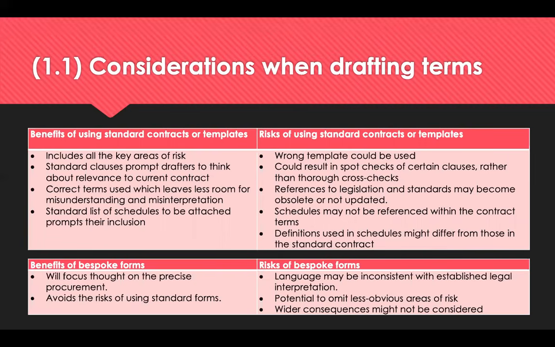So using the bespoke forms, it will focus throughout that precise procurement and avoid risks that you face during the standard forms. But the risks to this is that the language may be inconsistent. There's the potential to omit less obvious areas of risks, and wider consequences might not be considered.